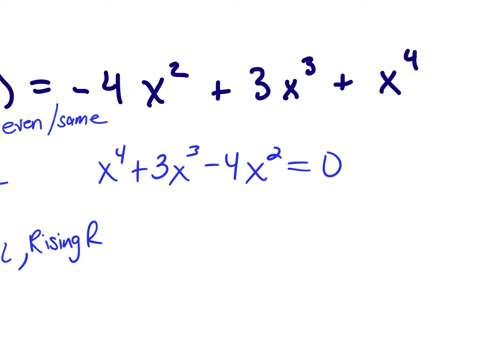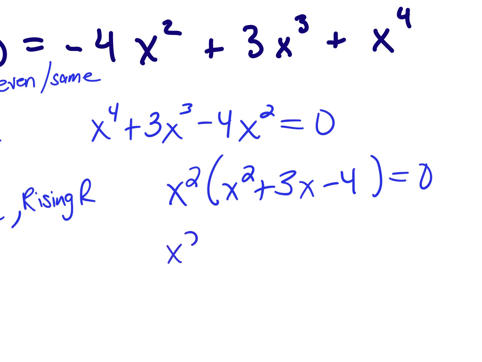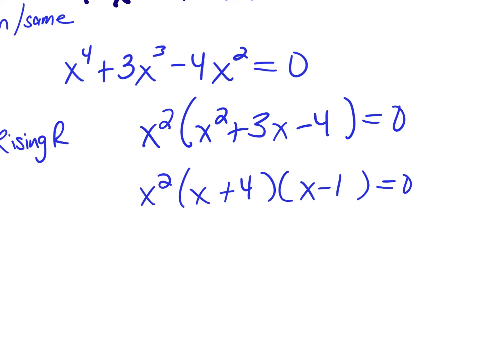All right, now we're going to find the zeros. When we find the zeros, we set our equation equal to 0 and we factor. GCF? What can I take out of all three of these terms? X squared. Good. Then I'm left with x squared plus 3x minus 4 equals 0. We all know how to factor that. X plus 4, x minus 1. I agree. And now what do we do to each piece? We're going to set each piece equal to what?